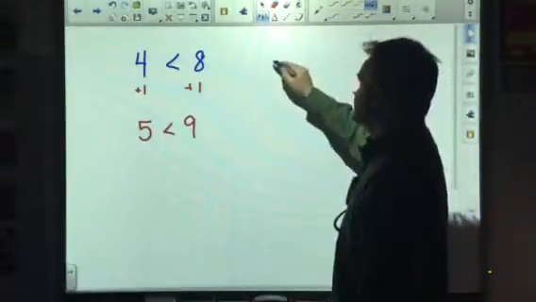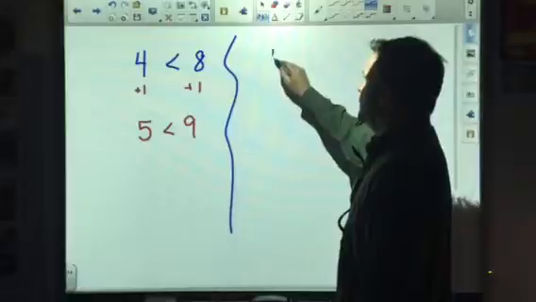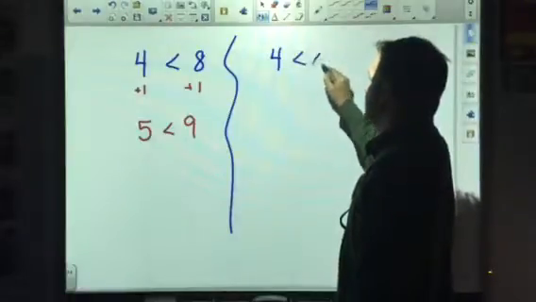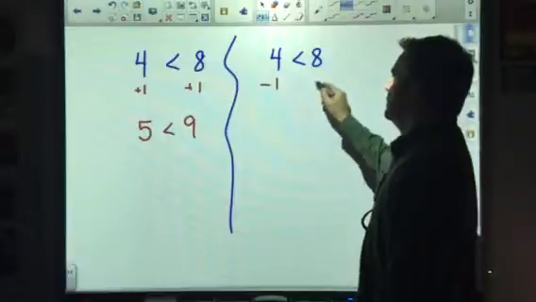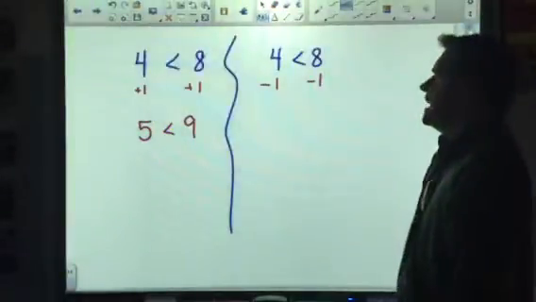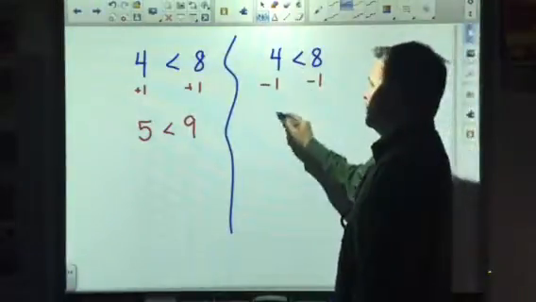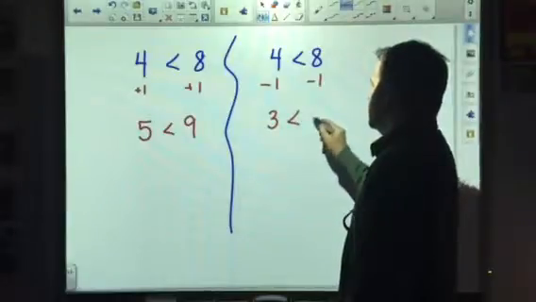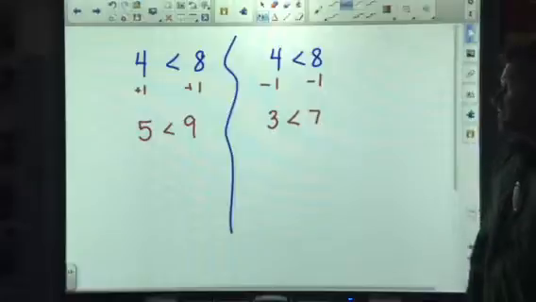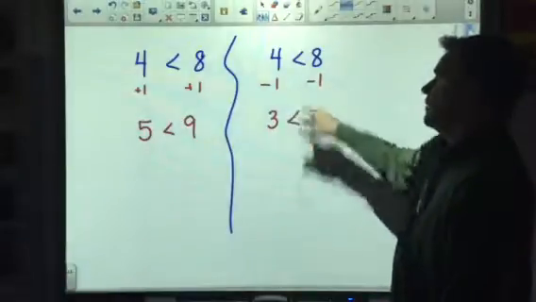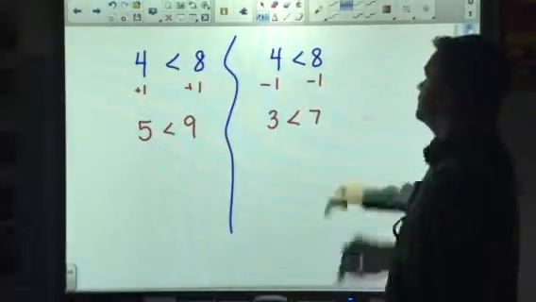Again, if I do my 4 is less than 8, what if I subtracted 1? If I subtract 1 on each side, I get 3 less than 7. And so that's a true statement also. So I can subtract something on both sides and still have it work.